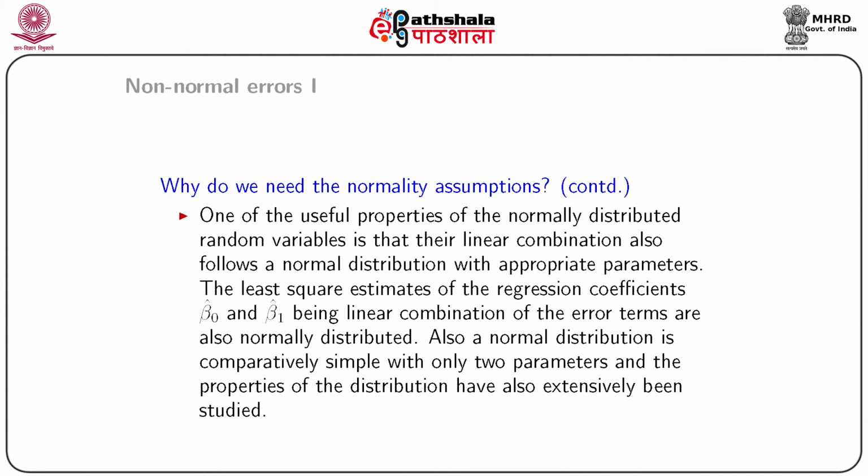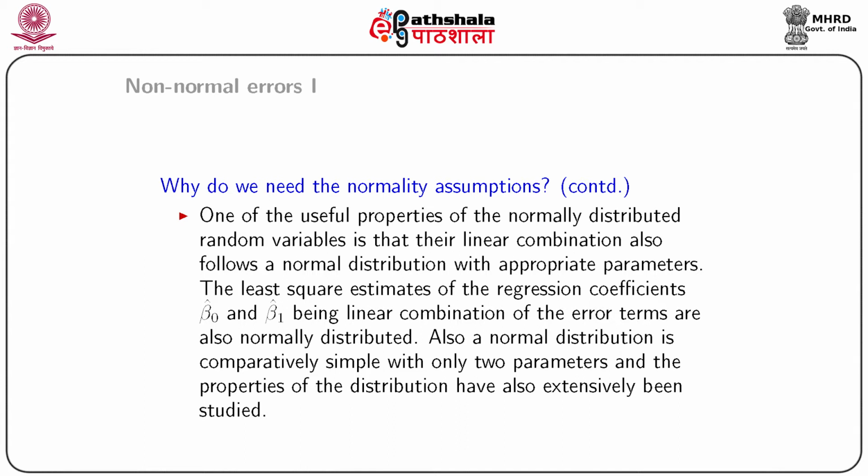Now, if we look at a variation of the central limit theorem, it also states that even if the number of variables is not very large, or if they are not even independent, then the sum is still normally distributed. One of the useful properties of normally distributed random variables is that their linear combination also follows a normal distribution, but with appropriate parameters.